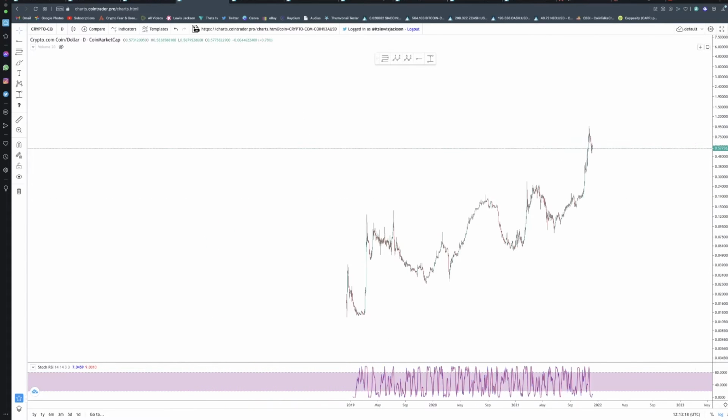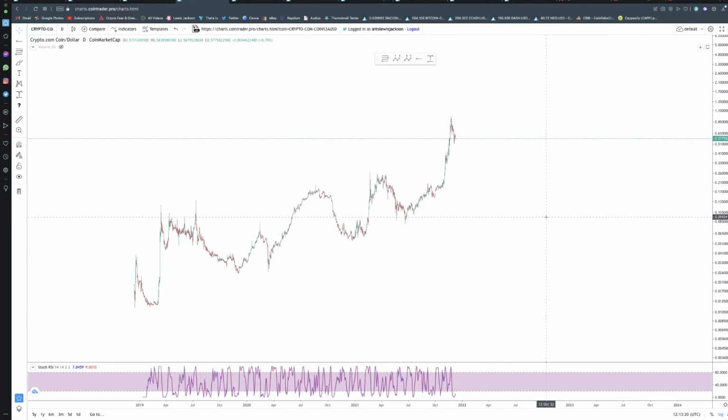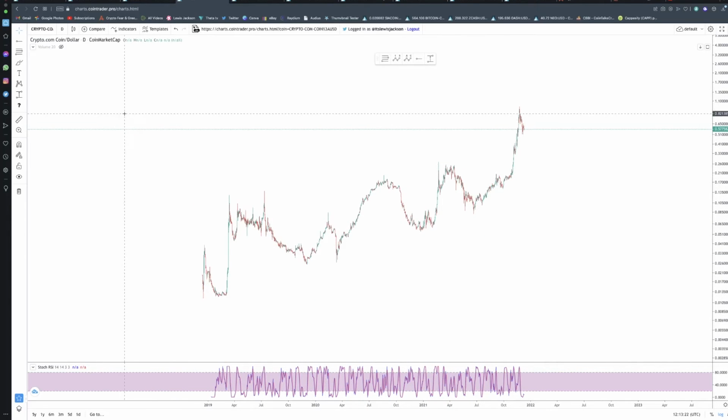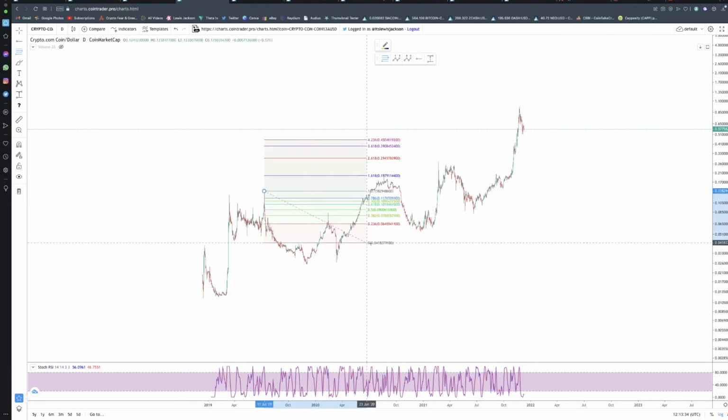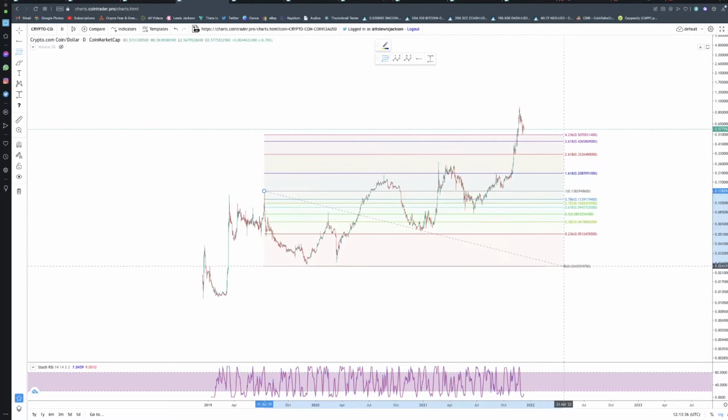So this is the CRO chart. This is the CRO dollar chart. And I'm going to slap the Fibonacci extension on it. So what I'm going to do is I'm going to use this wick here to do it as the furthest back we can go at the beginning of kind of the upwards momentum for this cycle. And we can see that with the Fibonacci extension, the normal bull run Fibonacci extension, we've overextended it.